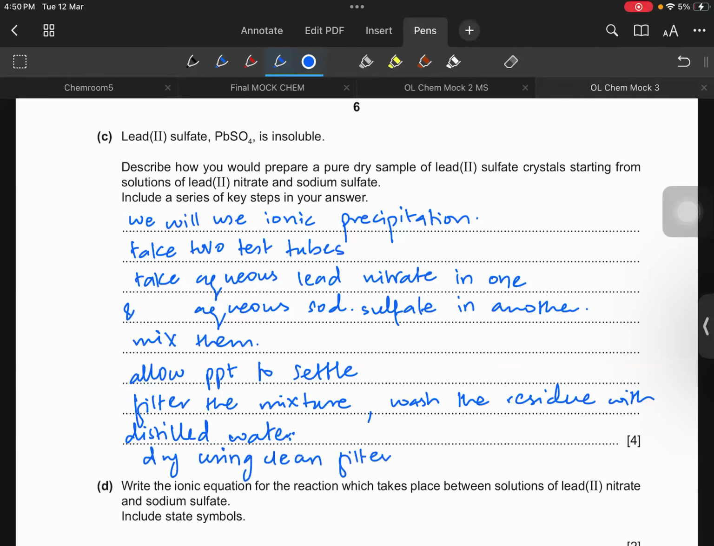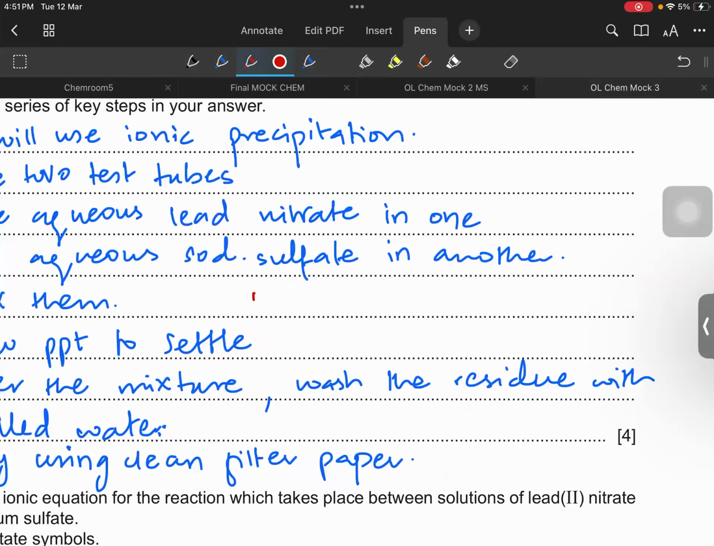हम्म. अब मुझे बताओ इक्वेशन क्या होगी. आयोनिक या नॉर्मल इक्वेशन. नॉर्मल इक्वेशन बताओ. Pb(NO3)2 plus Na2SO4. बनाना क्या था, लेड सल्फेट, PbSO4, plus NaNO3. सर 2 Na लगा दें.